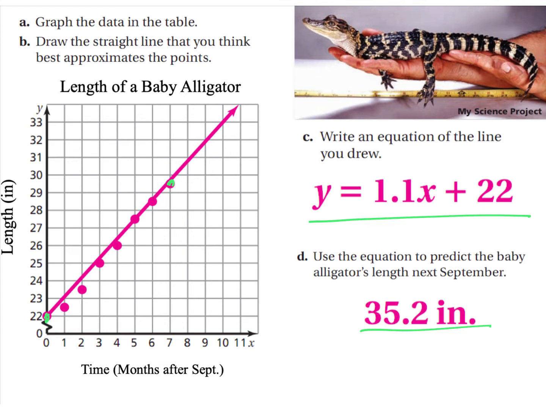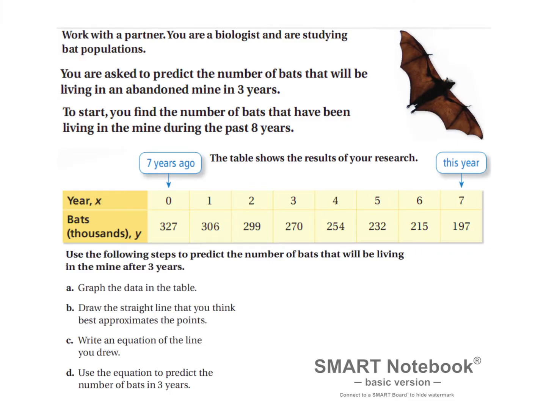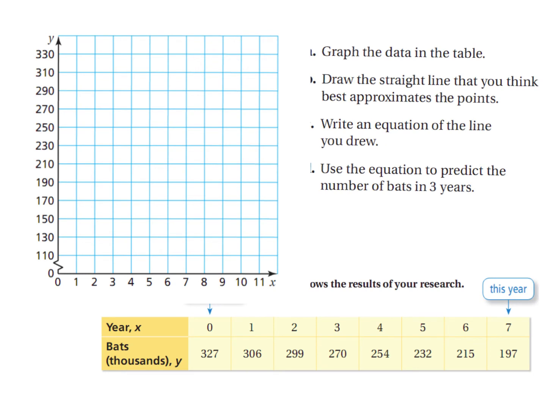So let's do another one. This time we're going to be working with bats. You're asked to predict the number of bats that will be living in an abandoned mine in 3 years. So first we have our data on our graph. We're going to follow the same steps. We're going to graph it, draw our line of best fit, write an equation, and then use it to make a prediction. So let's go ahead and start by plotting the points.